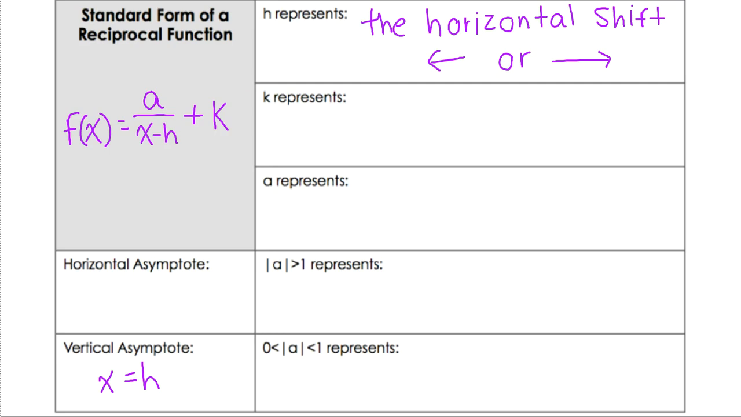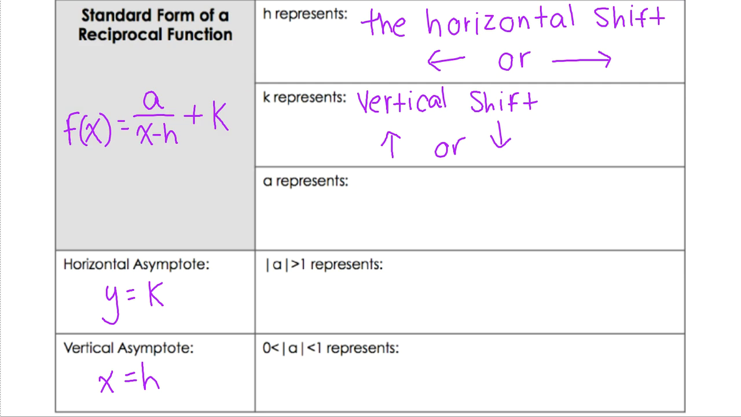The k value is the opposite of that. That represents the vertical shift. So that would be going up or down, depending on the type of number we plug in there. And when we shift the whole graph up or down, that's going to affect the horizontal asymptote. So that horizontal asymptote is going to be at y equals whatever number we've shifted.